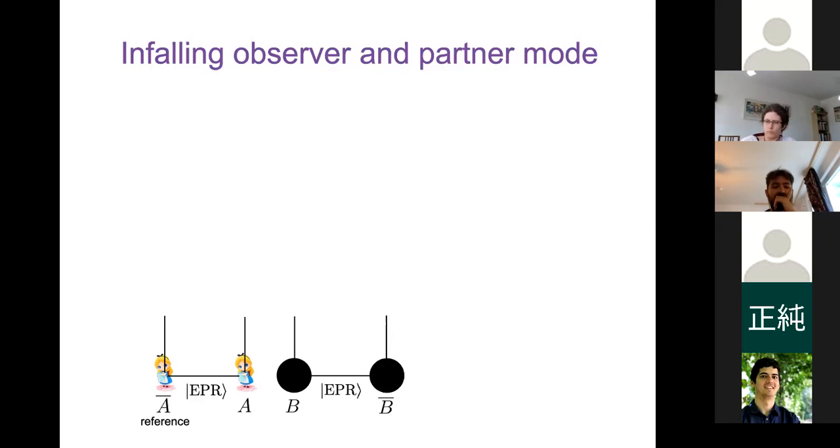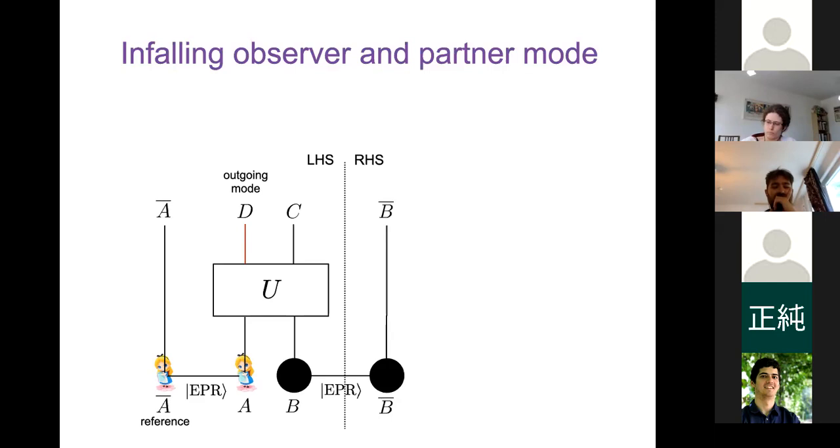Now, the system evolves under some unitary operator U, the unitary dynamics of the black hole. Then after the time evolution, we will get the following wave function. Now here, D represents an outgoing mode that is hitting the AdS boundary at some specific time t, and C is just the rest of the degrees of freedom. Now, our question is the following. What is the partner mode, or entangled partner mode, of D?